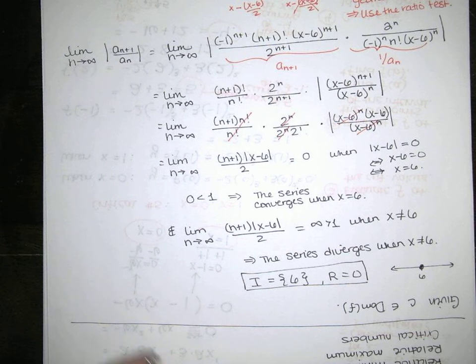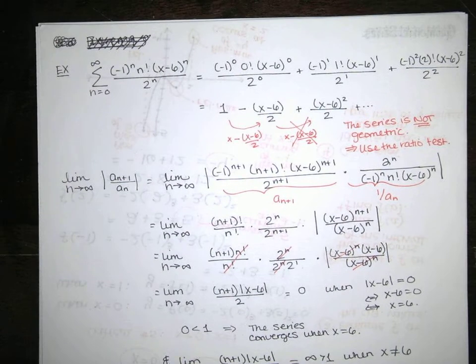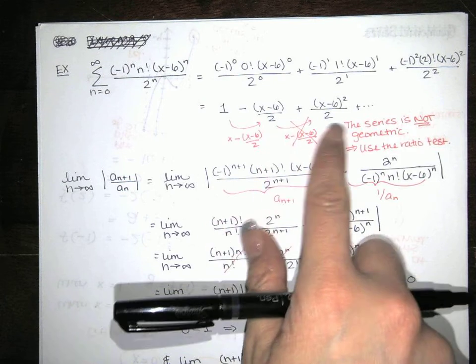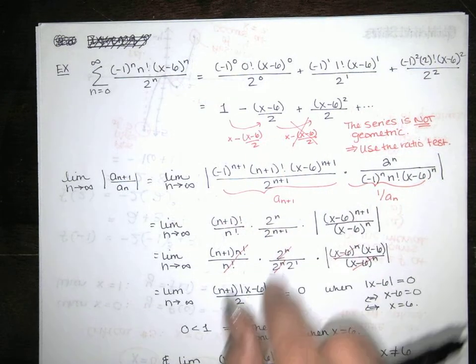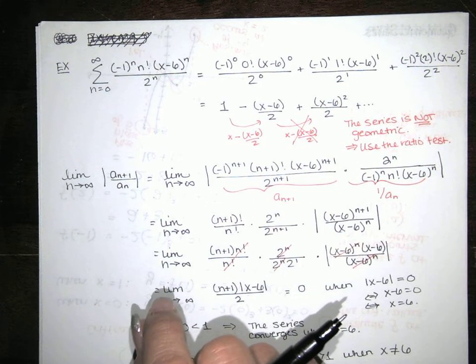Now let's go back to the original series. Sorry, there are some notes down here from a different video. Let's go back to the original series and think about what's going on. Well, it doesn't look like anything's going on here. I mean, this looks like a regular power series. If x is not 6, I don't see a problem. Why would this diverge? These numbers seem to be getting smaller.